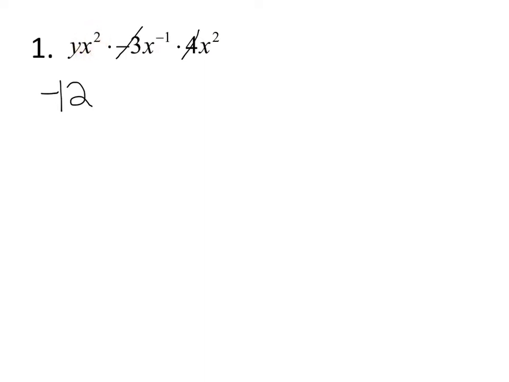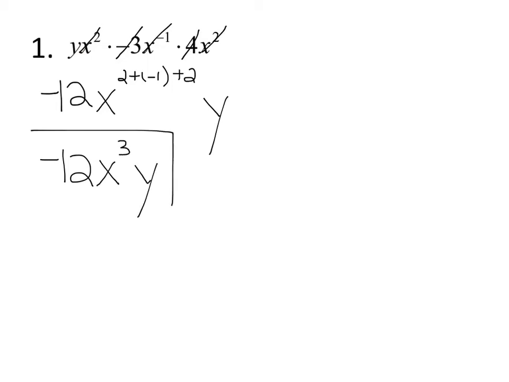X squared, x to the negative 1, and x squared. So you add them together. So you have x to the 2 plus negative 1 plus 2. Cross those out. We're done with those. And then you have y, and there isn't anything else, so we can just leave it like that. So we have negative 12. 2 plus negative 1 is 1, plus 2 is 3. So it's x cubed y. And that's your answer.